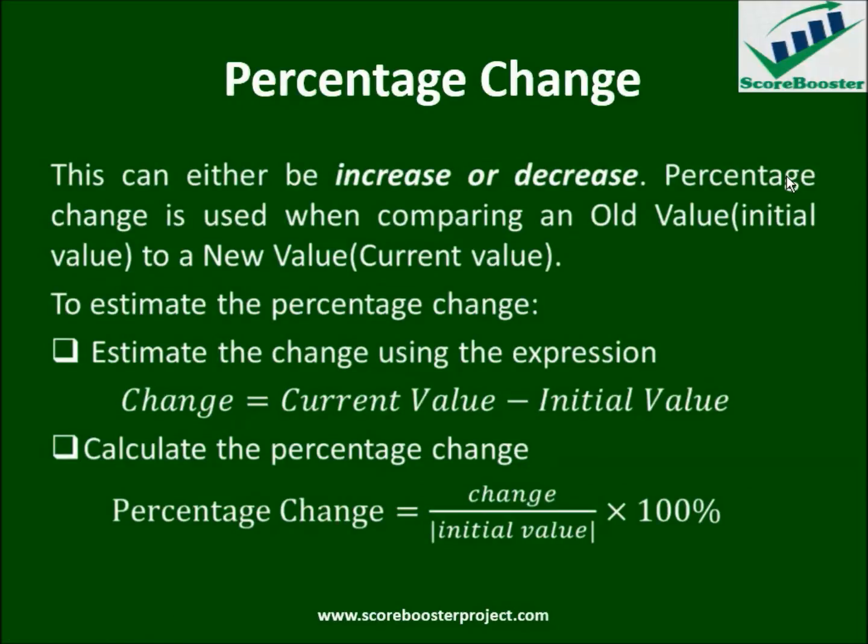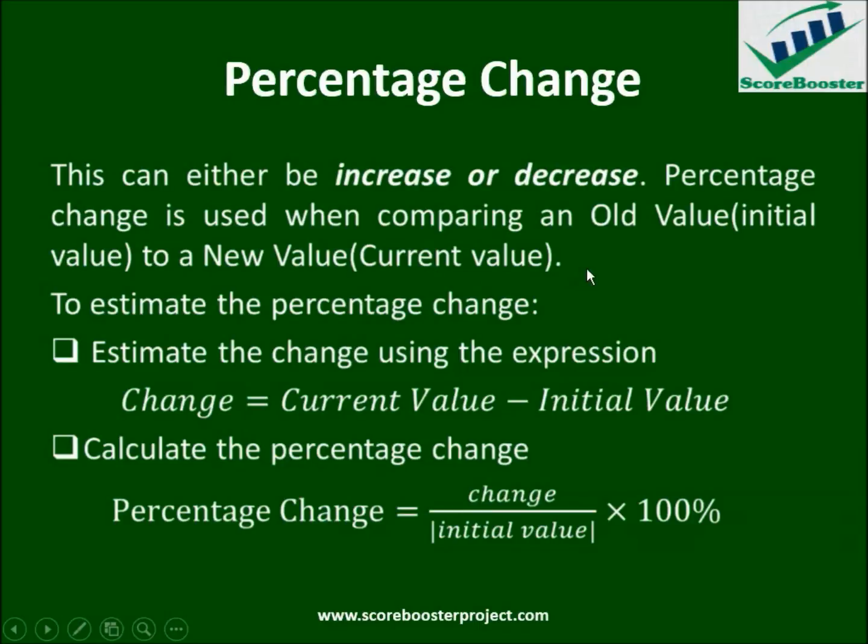So percentage change. Percentage change can either be an increase or a decrease, and it's used when comparing an old value, which is called an initial value, to a new value, which is called the current value. So the initial value of a parameter is the original value, the value of the parameter before the increase, the increment, or a decrease, while the new value is the value arrived at after increasing or decreasing the value.